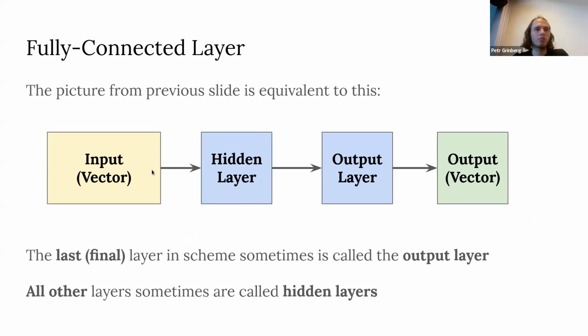You have your input, you have your hidden layer. Here you will get a vector of size 6. You have your output layer, which produces the final output vector. So in some literature, the final layer in the scheme is called the output layer, and all other layers, so everything except the final layer, are called hidden layers. They're hidden because they're not the final one.